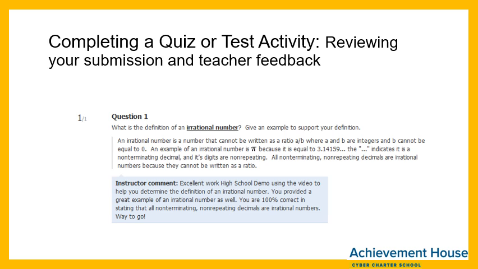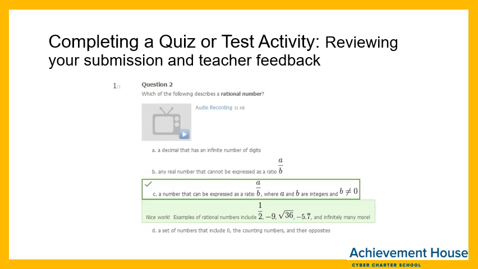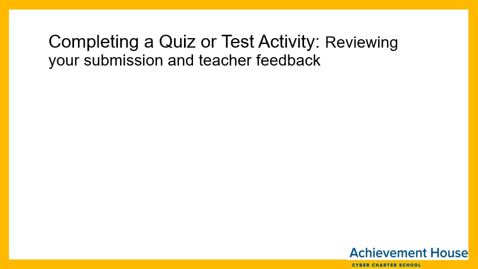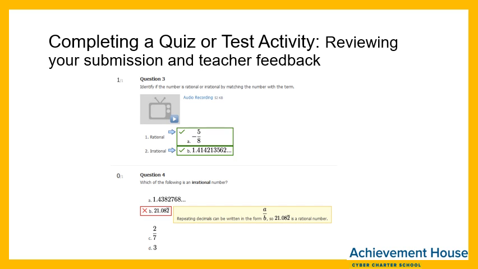Questions marked incorrect will be shown in red for multiple choice, matching, and ordering type questions. For open-ended or short answer questions, read the teacher feedback to know if you need to correct something in your work. Sometimes, questions will be ungraded, and your teacher will ask you to reflect on your understanding.